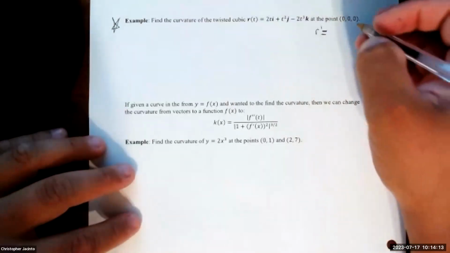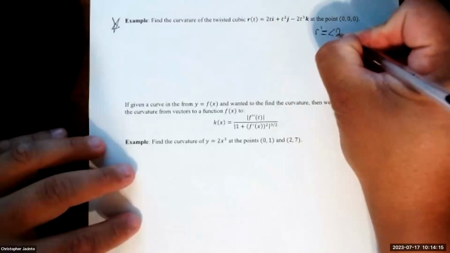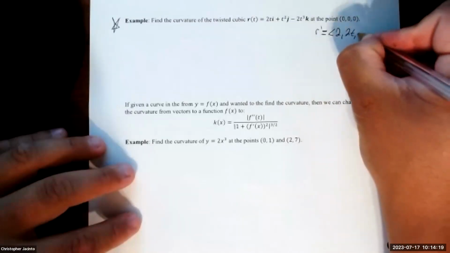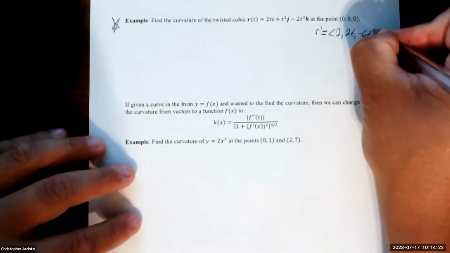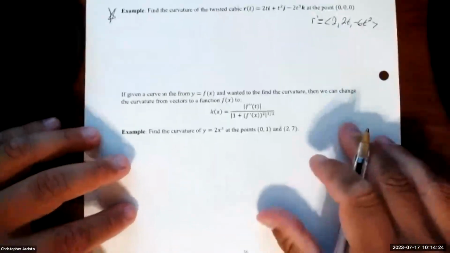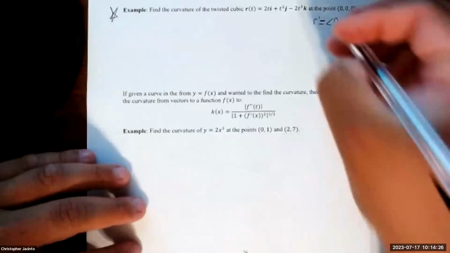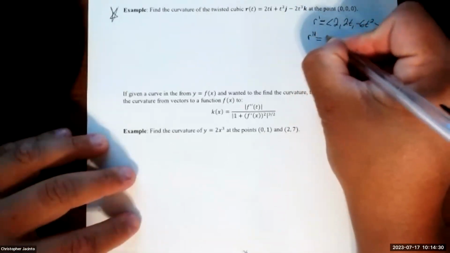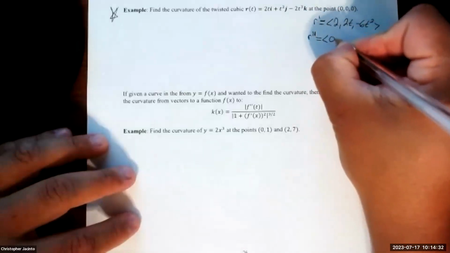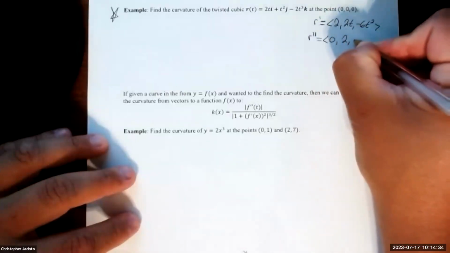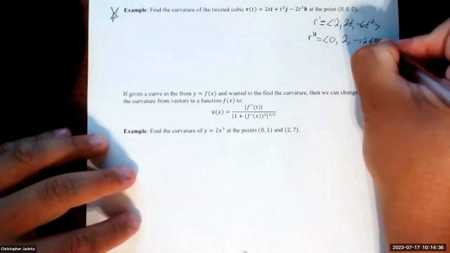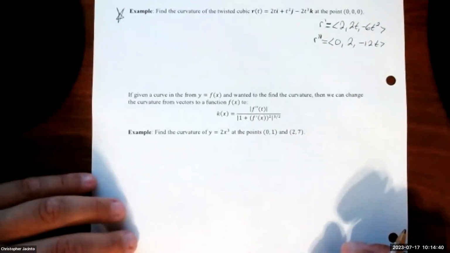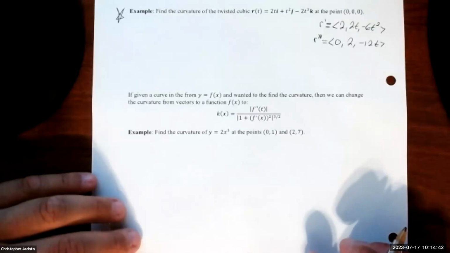So derivative of 2t, everybody agree that's going to be 2. Derivative here is going to be 2t, and then derivative here is going to be negative 6t squared. So while we're at it, why don't we just take the second derivative to make it easier? So 0, 2, and negative 12t. Okay. And now let's do the rest.